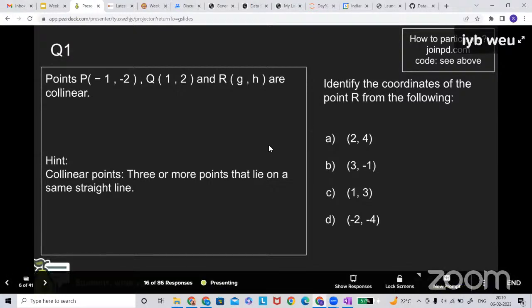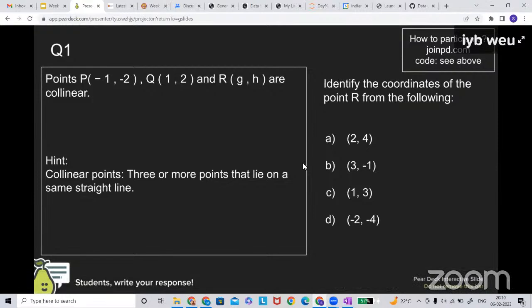Okay, so please everyone solve this and let me know which option is going to be true. As a hint, collinear points means three or more points that lie on the same straight line. That's the meaning of collinear points. I'm not giving you much time. It will not take more time. Let's say 3-4 minutes.